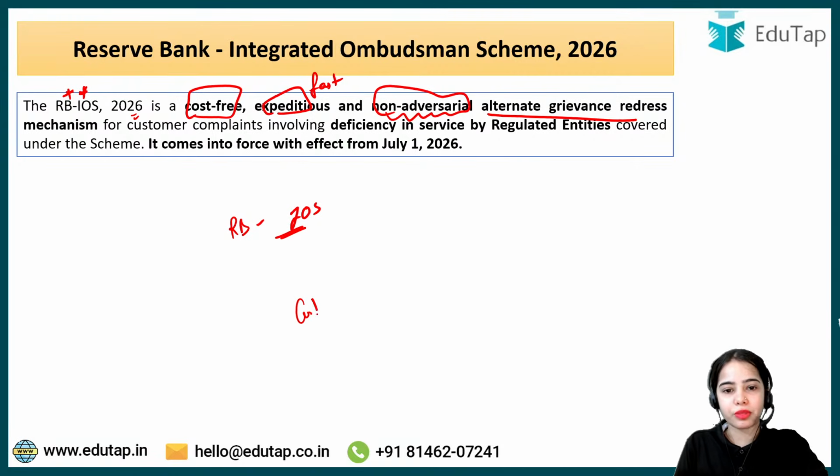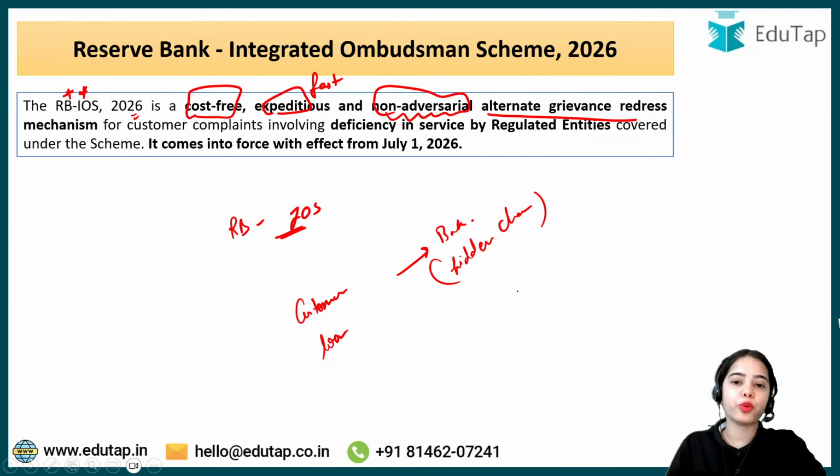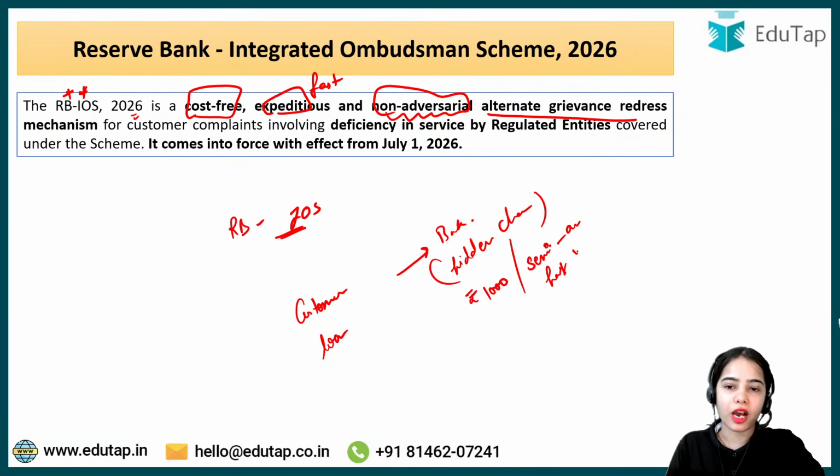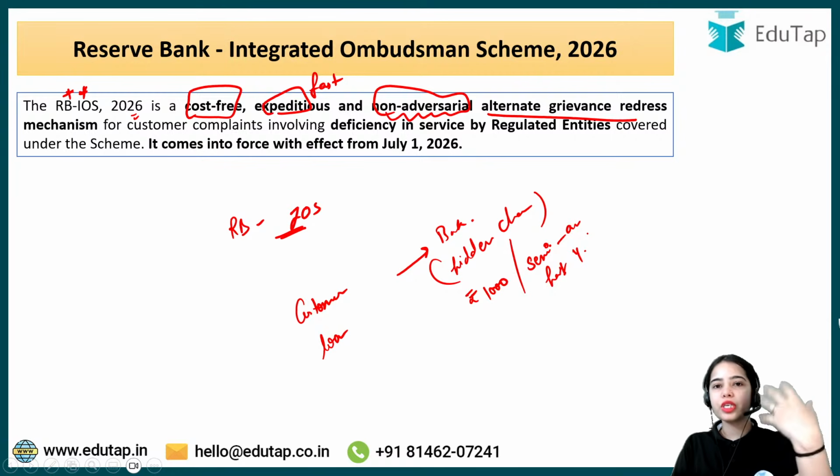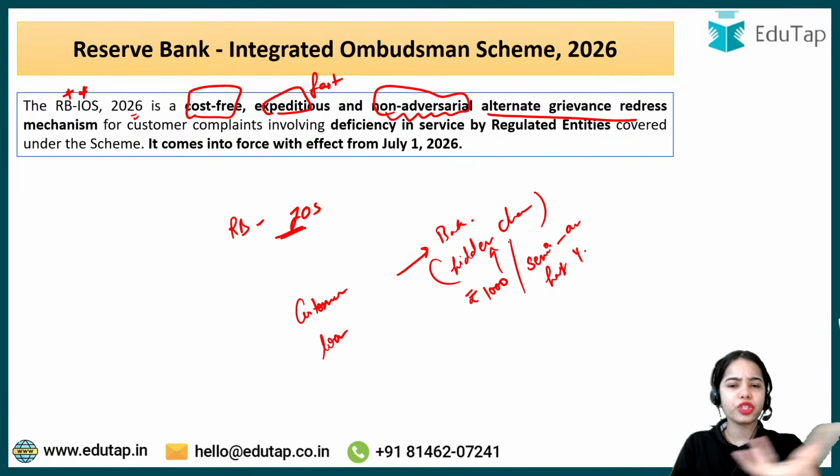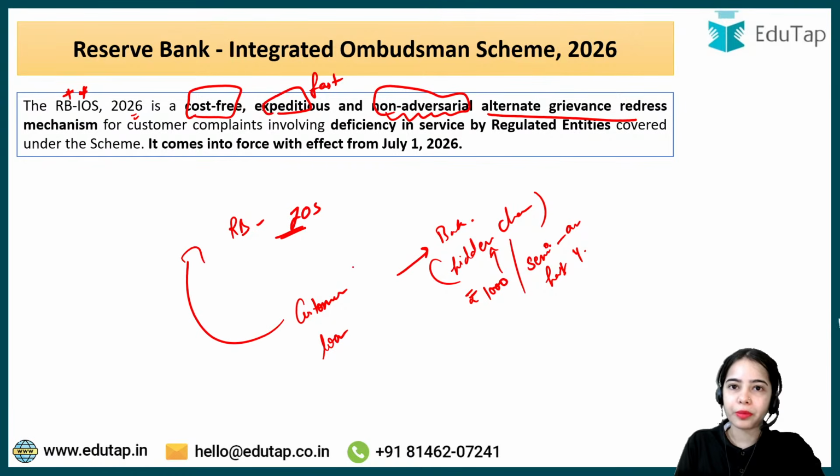Let's say you are a customer, you have taken a loan from a particular bank. Now, there are some hidden charges that the bank has started to apply. You suddenly came to know, okay, the bank is deducting 1000 rupees extra on the semi-annual basis, or on the half-yearly basis. On the half-yearly basis, the bank is charging extra 1000 rupees. The hidden charges, you are not aware about it. So first you will go to the bank, or directly you will go to the RBI.